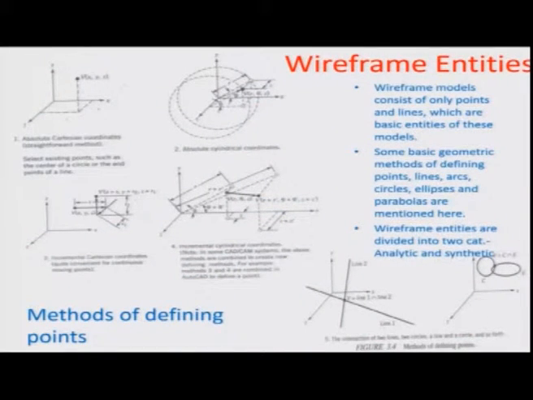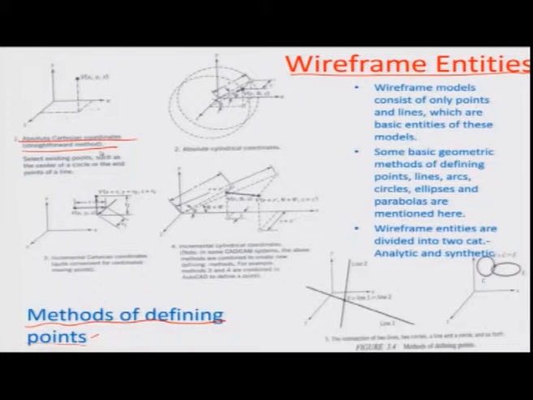So, if you look at different wireframe entities, the first entity which comes to mind is how do you define points, and there are many ways of defining points. For example, a point can simply be defined using an absolute Cartesian coordinate. It is a straightforward method.